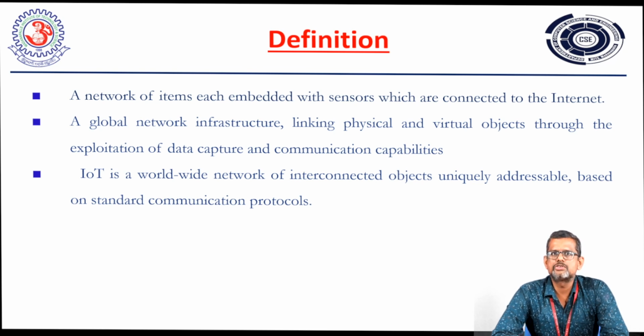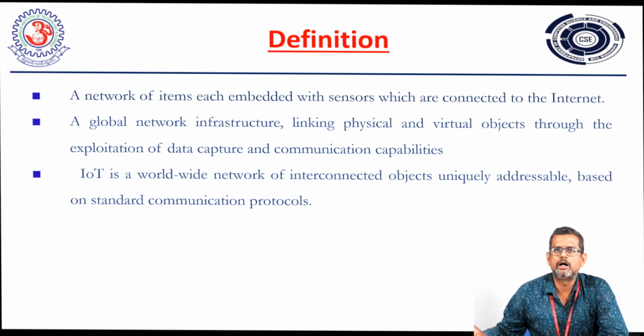And the third definition is that IoT is a worldwide network of interconnected objects, uniquely addressed based on standard communication protocols. So anyhow, it is going to be another kind of network. We should have a unique address, and they are ensuring that. Everything will have a unique IP address for communicating, and that will support the basic standard communications. Okay, so these are the three definitions which relate to IoT.